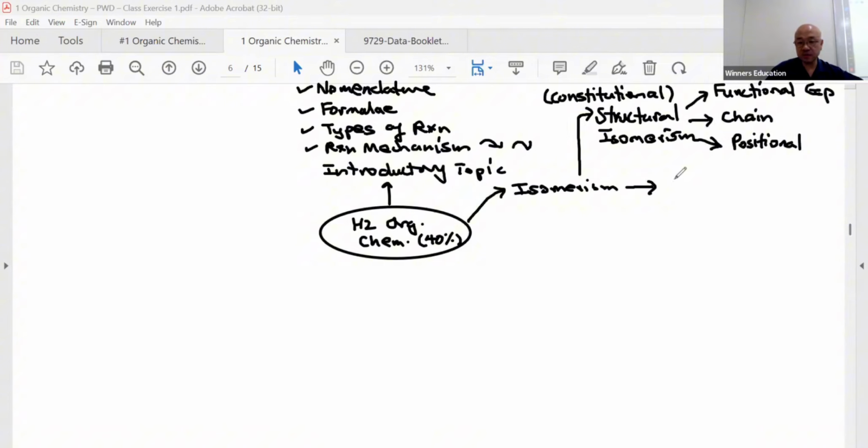Which is, of course, very important to us, the stereoisomerism. Stereoisomerism itself has how many types? There are 2 types. We have your number 1, enantiomerism, also known as optical isomerism, correct? We talked about optical activity.